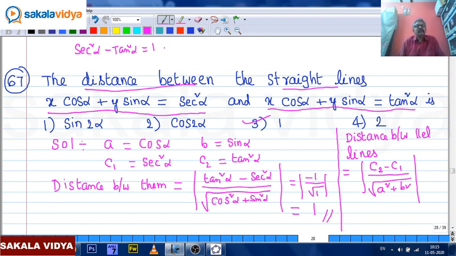So now this we can write, multiply with the minus sign, you get tan square alpha minus secant square alpha is equal to minus 1. Understood now? That's why I replaced minus 1 here. Root 1 is 1. Mod of minus 1 is 1. 1 by 1 is 1.